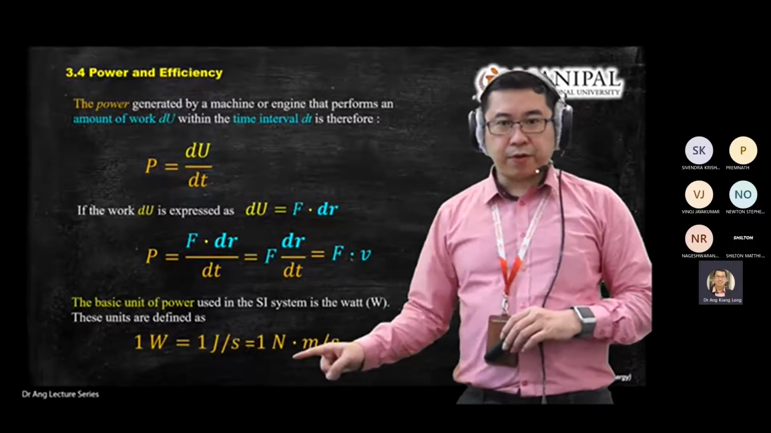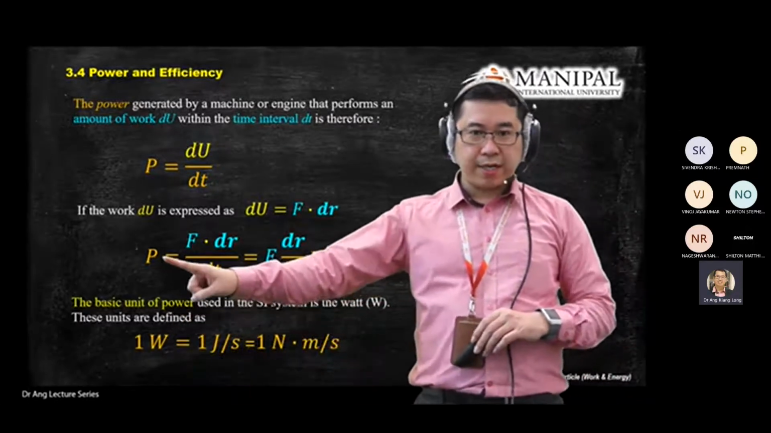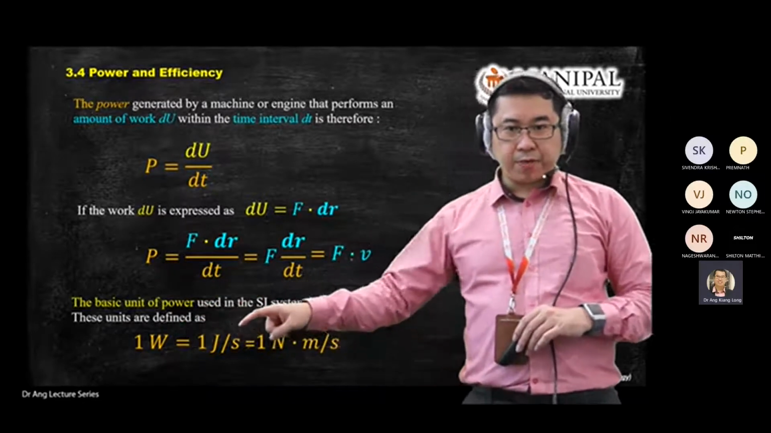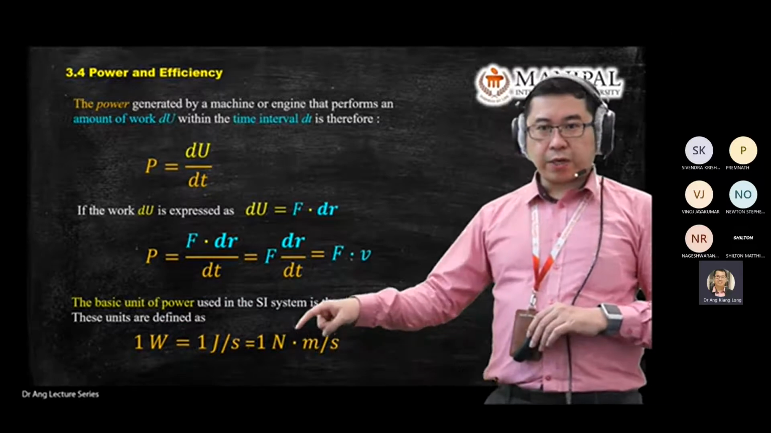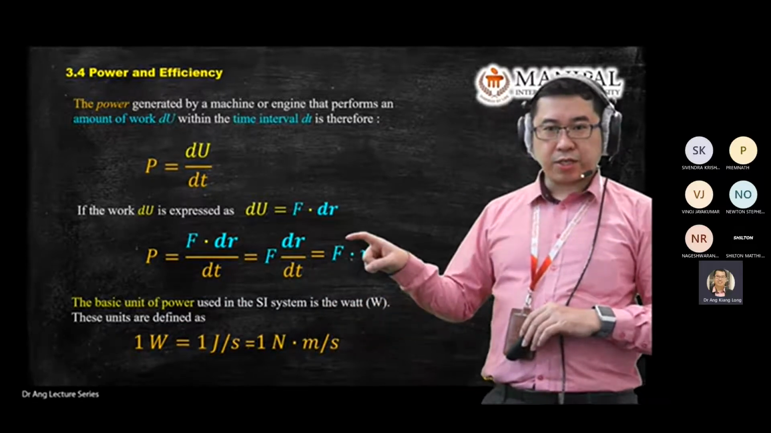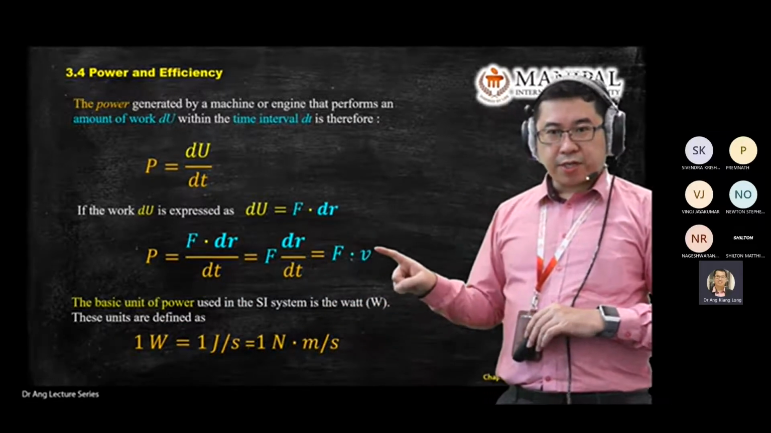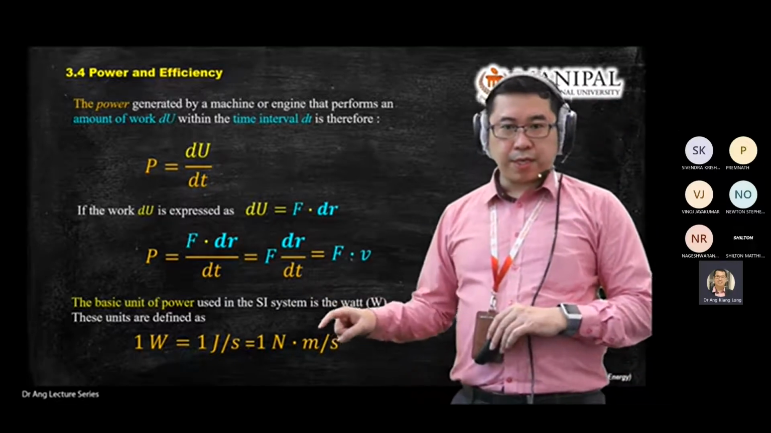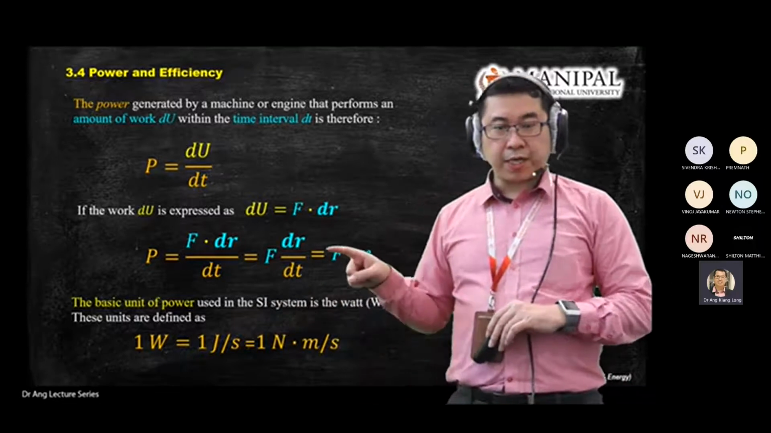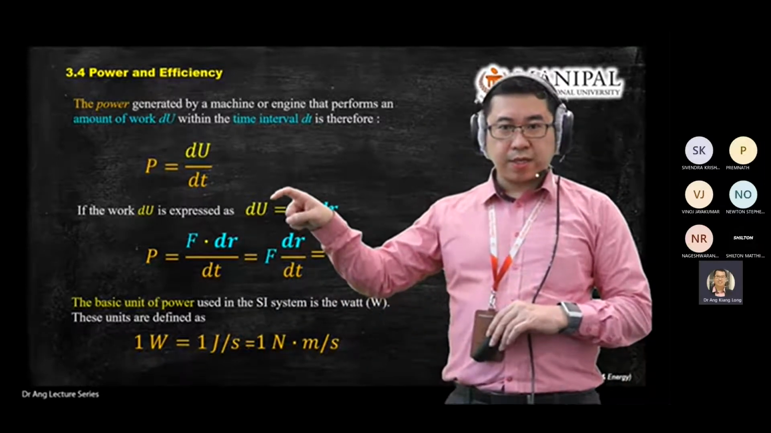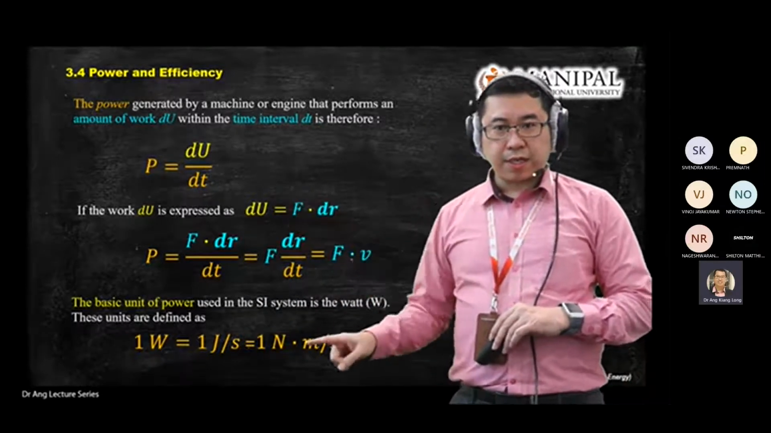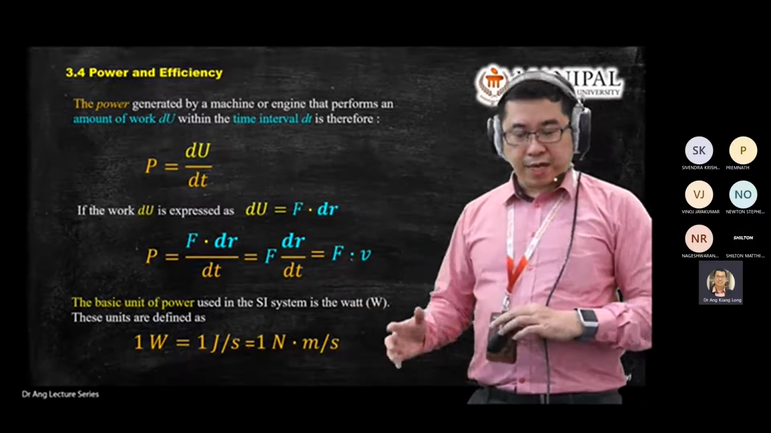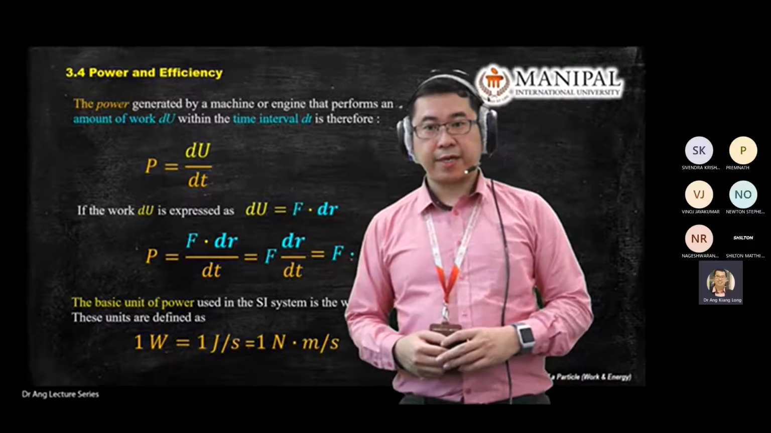The unit for power is the watt, W-A-T-T, or capital W, joule per second, or Newton meter over second. Force is in Newton and velocity is in meter per second, so Newton meter is joule, which means your work is in joule. All right, so this is what we covered before the break.